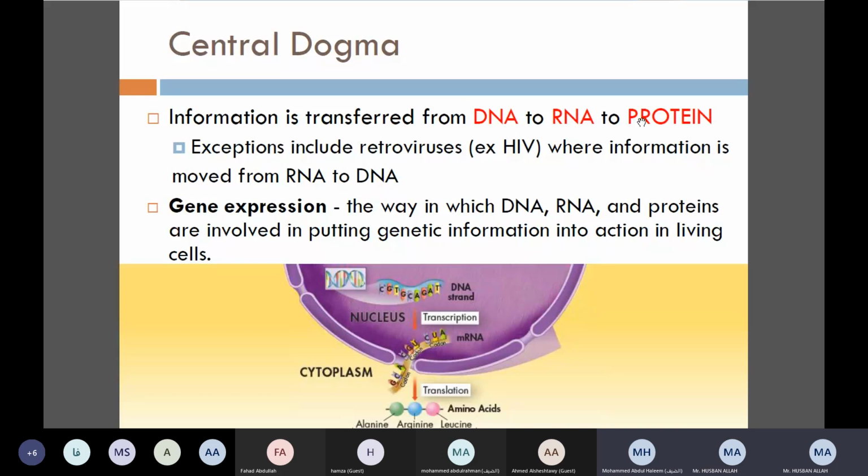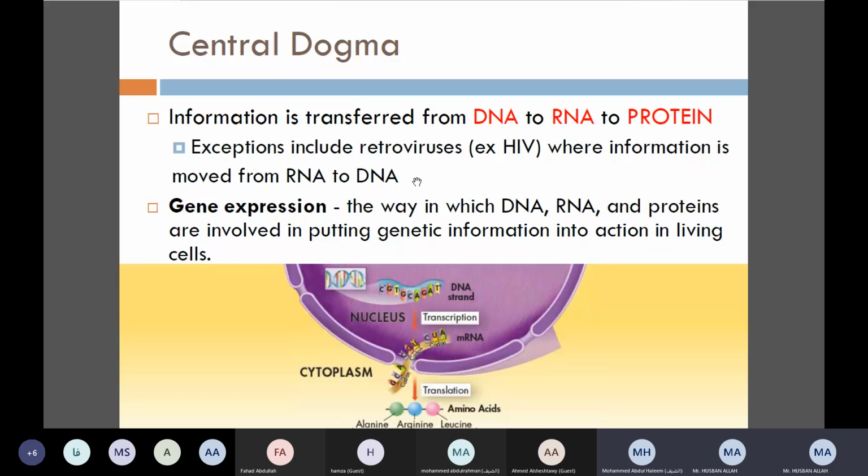The central dogma of molecular biology is that information is transferred from DNA to RNA into protein, right? So this is the central dogma, that the information is transferred from DNA to what? To RNA and to proteins. Central dogma means central theme, right? Central theme, what we are studying. Exceptions include retrovirus, which is HIV, where information is moved from RNA to DNA.